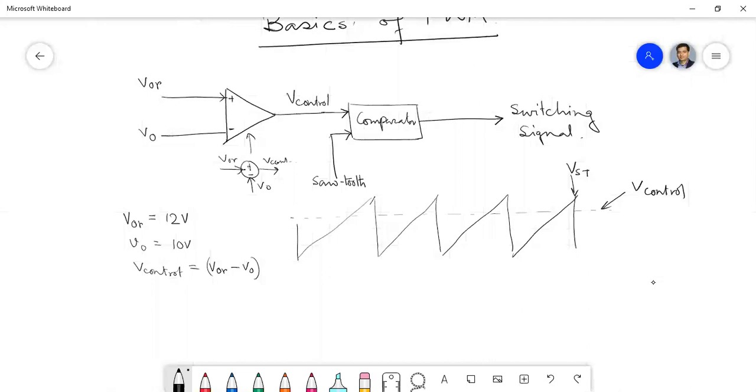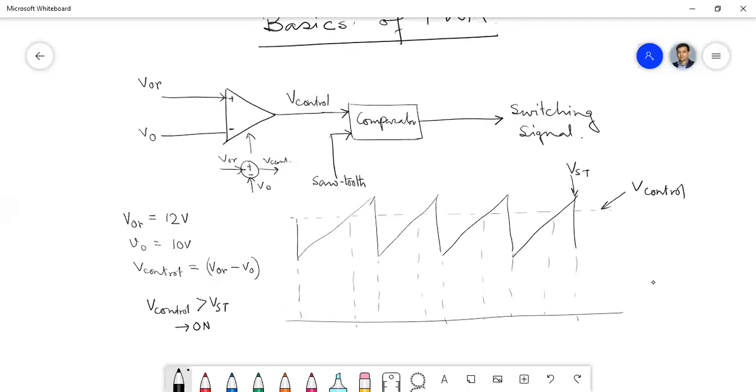Is that clear? So that means, suppose here, up to this, and up to this, these are the two conditions, isn't it? Like this. Now, as per this logic, have you understood this logic? When the control is more than the VST, when V control is more than VST, generate signal. That means it will be on signal. Otherwise, it will remain off.